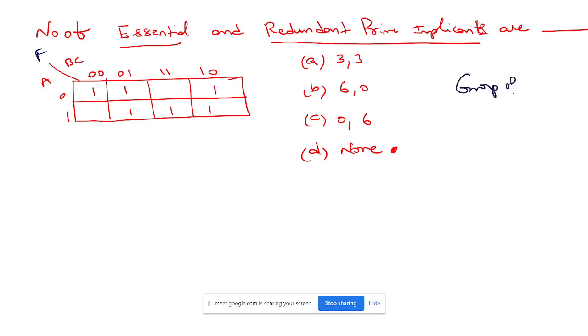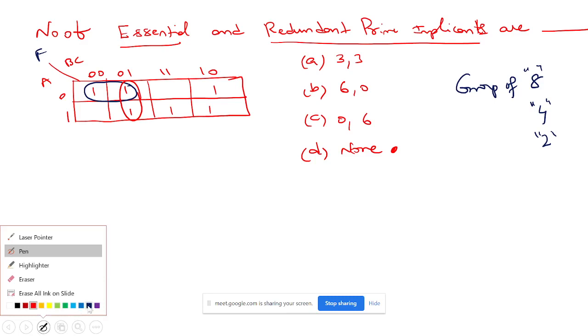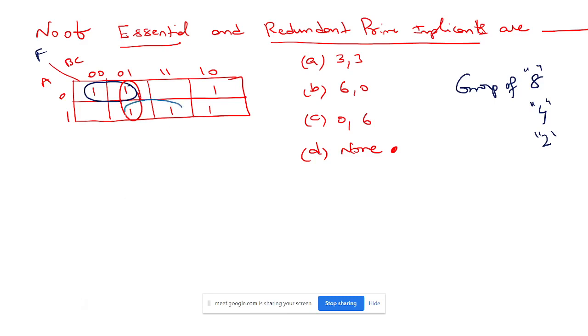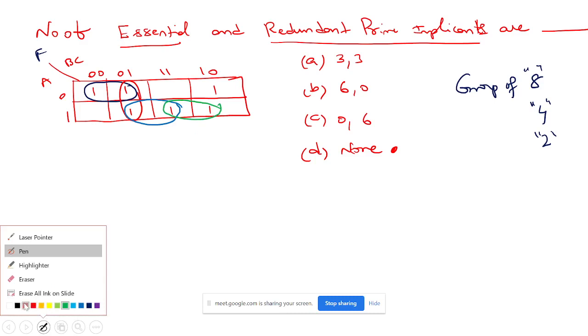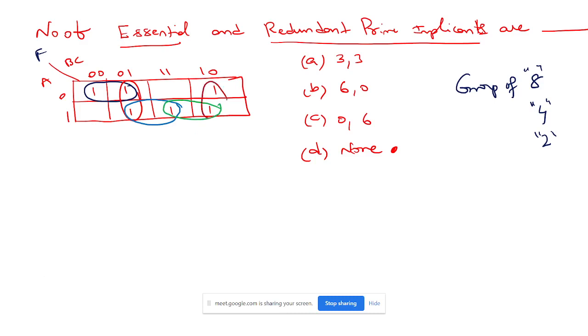Take a group of 8. Possible? No. Group of 4 possible? No. Group of 2? Yeah. Pair, right? I can have this pair. Then I can have this pair. I can have this pair. I can have this pair. I can have this pair.